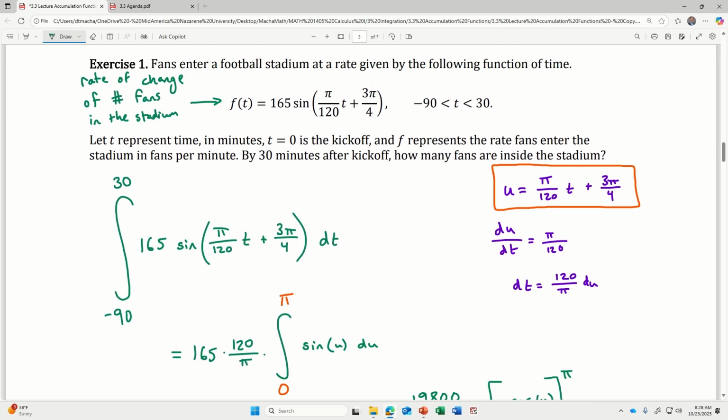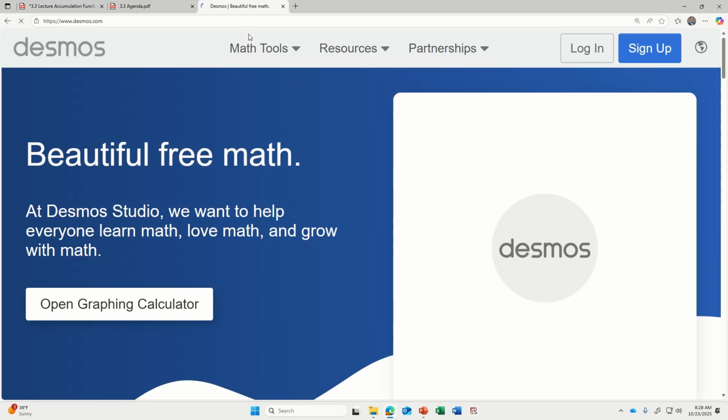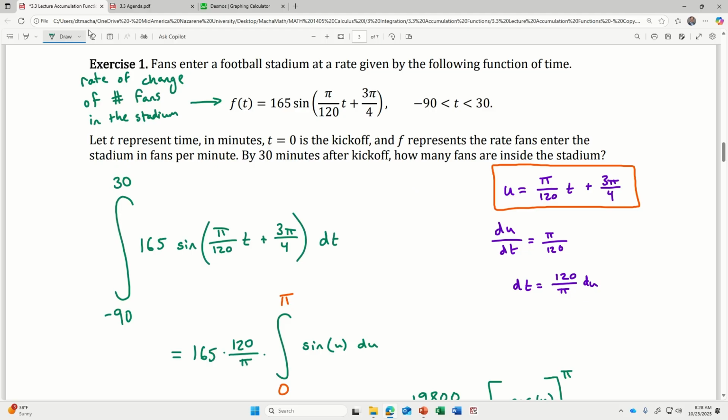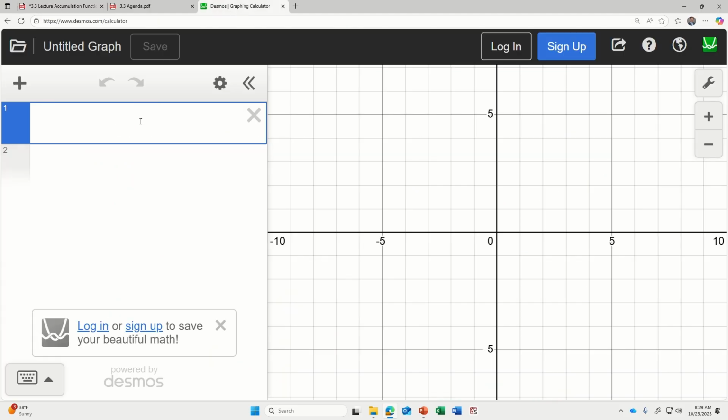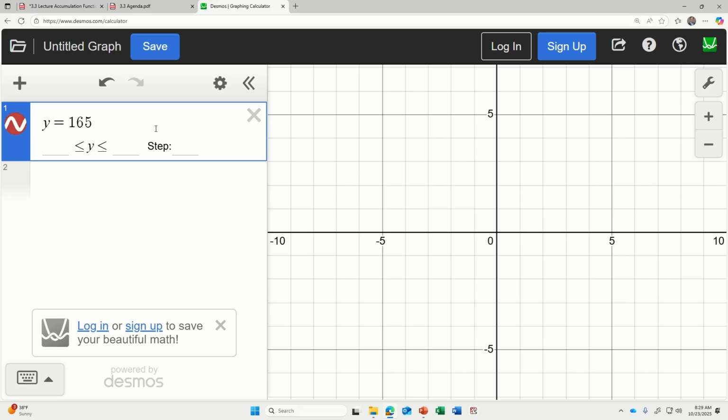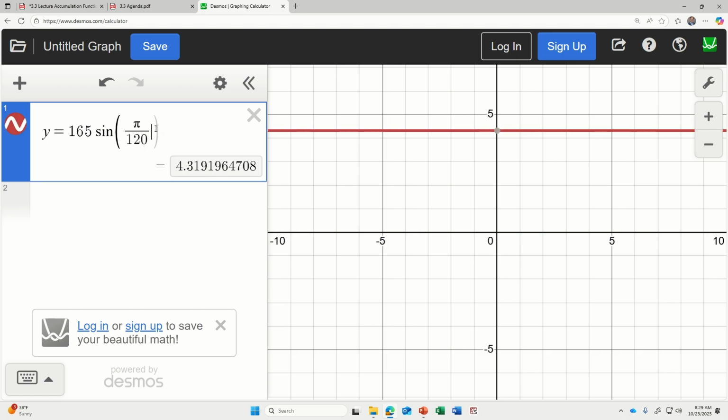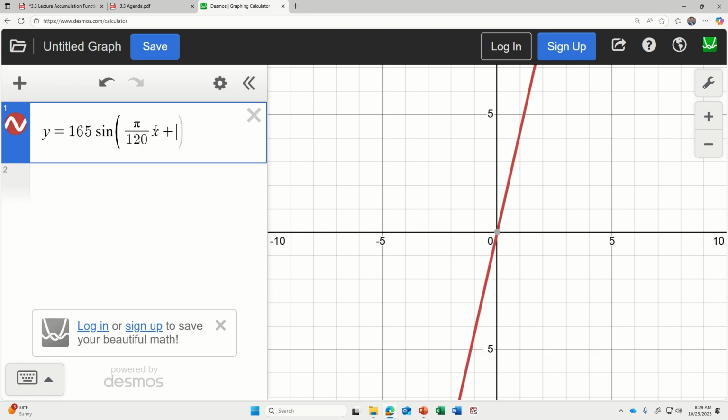And I'll pause for a minute because maybe I should do this for every problem, but I'm not sure if we have to. I just want to remind you what the integral means, geometrically. So seeing the picture of what all this is could help. Our rate of change was 165 times sine of pi divided by 120 times t plus 3 pi over 4.